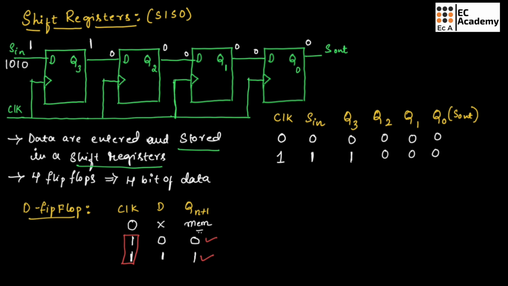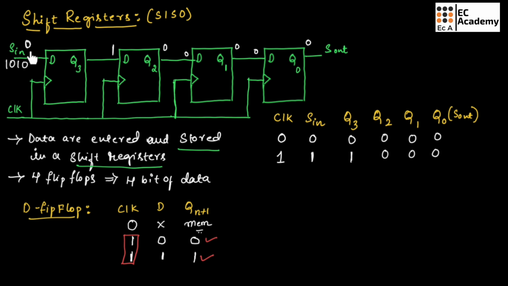Now before applying the next clock pulse, we should analyze the input of each flip-flop. Due to this 1, input to the second flip-flop will be 1. Due to this 0, input to the next flip-flop will be 0. Again, due to this 0, input to the fourth flip-flop will be 0. Now let us apply next bit as input. Let us give input as 0.